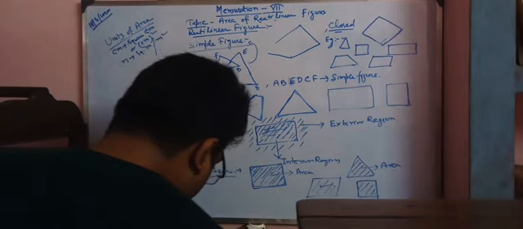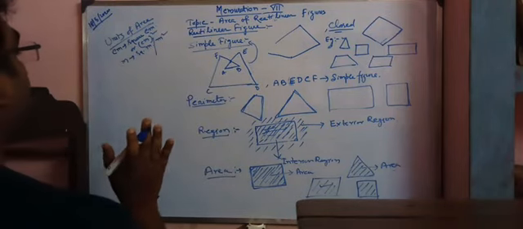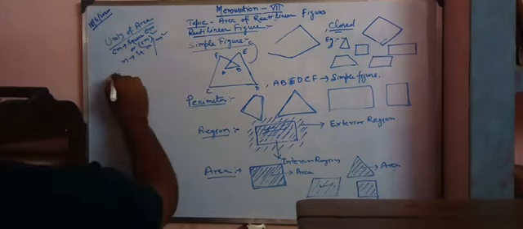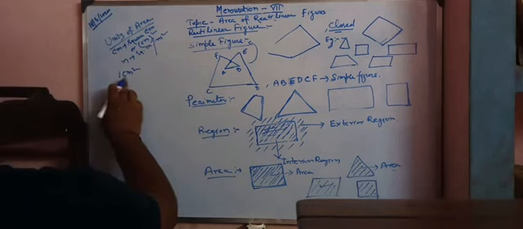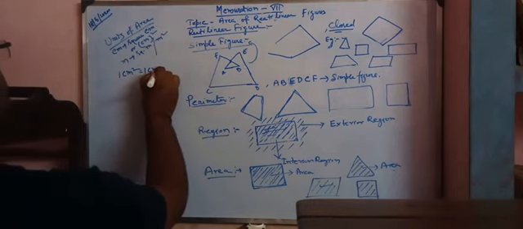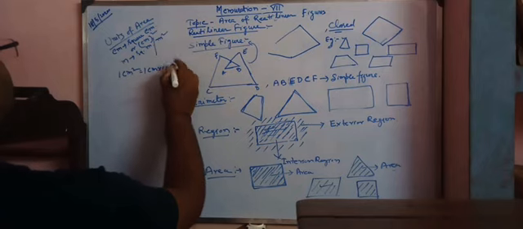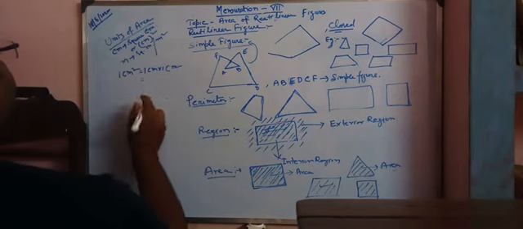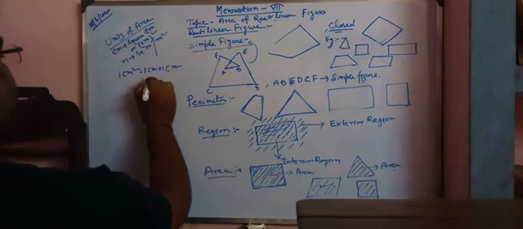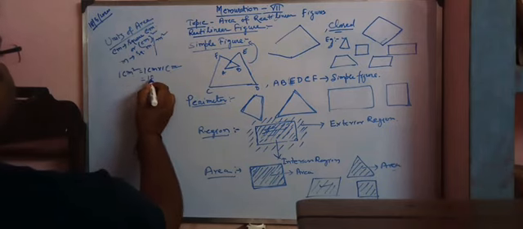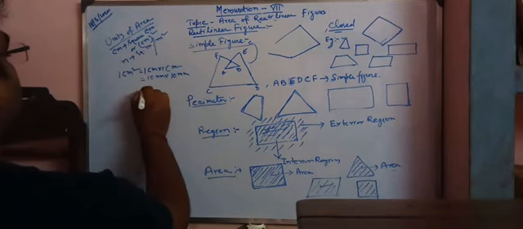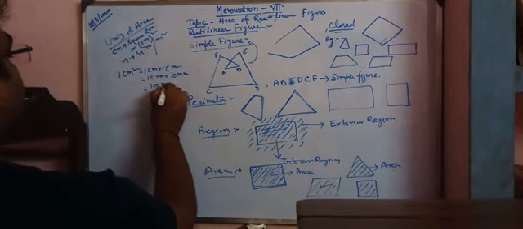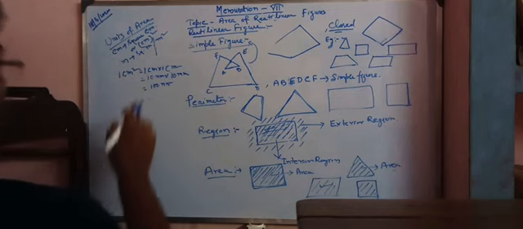Okay. Now let us change one unit so that you can understand. Suppose we take 1 centimeter square. 1 centimeter square means 1 centimeter into 1 centimeter. Is it clear? So 1 centimeter means 10 millimeter. If we are changing this centimeter square to millimeter square, 10 millimeter into 10 millimeter, so that means 100 millimeter square. So 1 centimeter square is equal to 100 millimeter square.